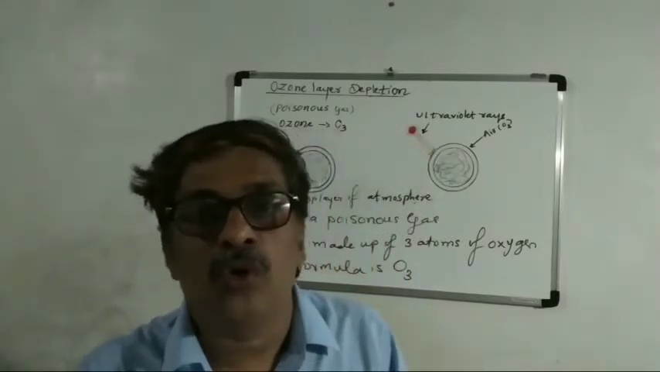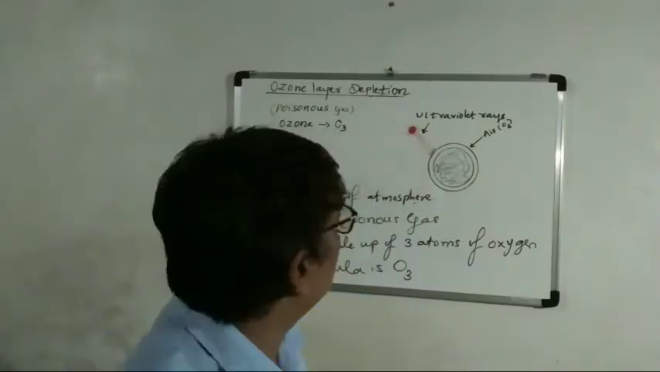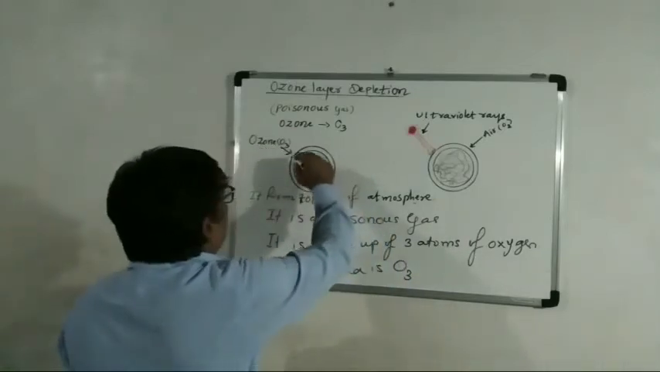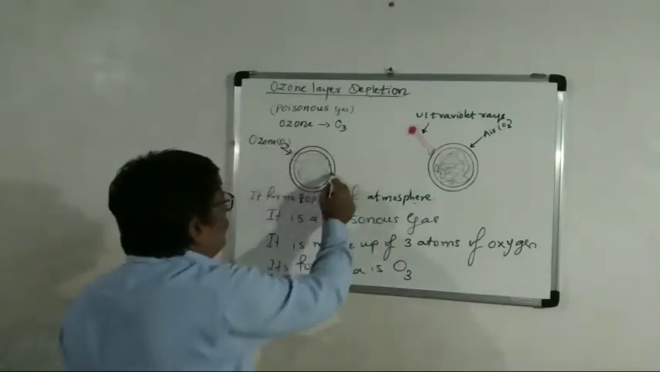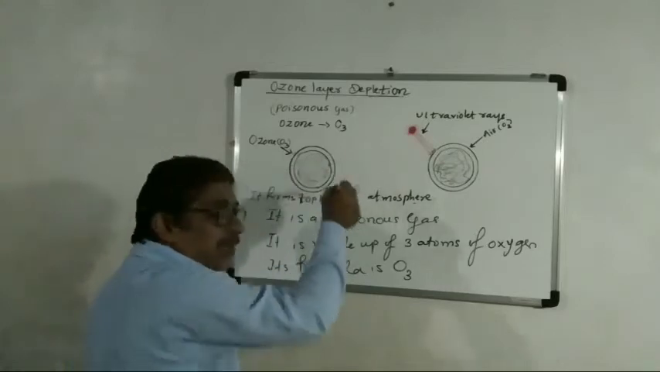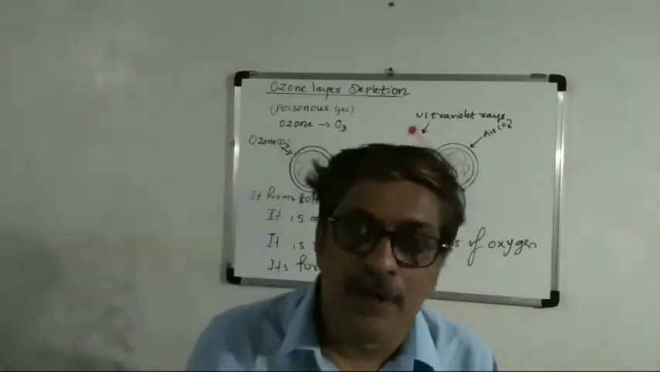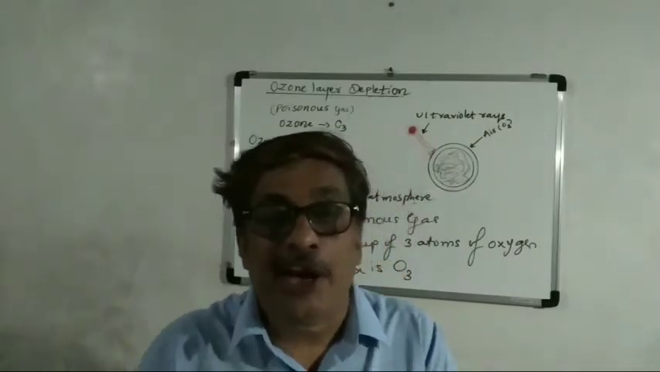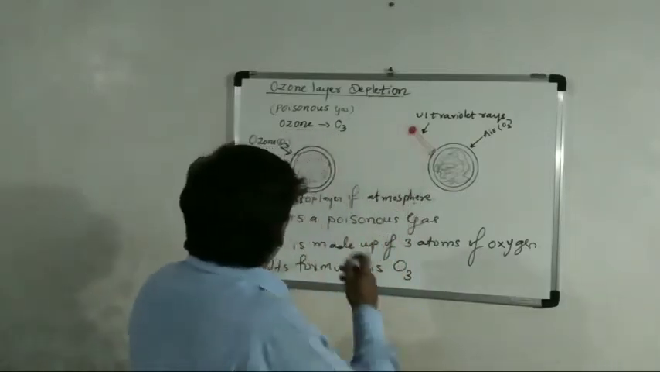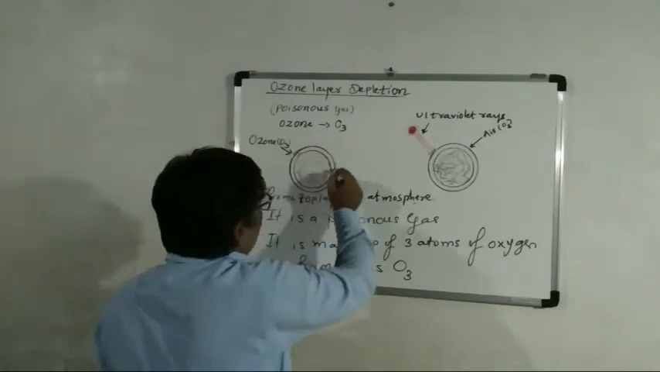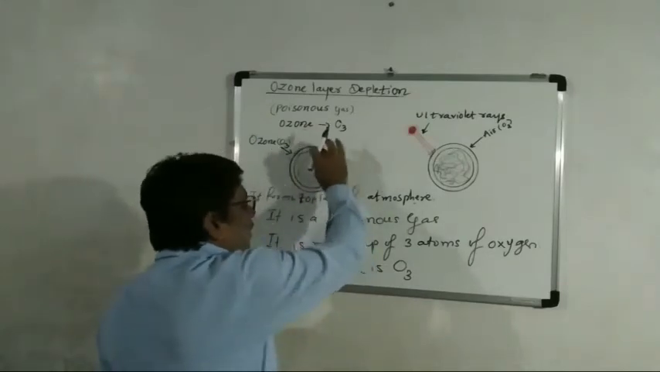So where will ozone be formed? You know that the Earth's atmosphere is made up of several layers: troposphere, mesosphere, and stratosphere. In the stratosphere, ozone is formed.